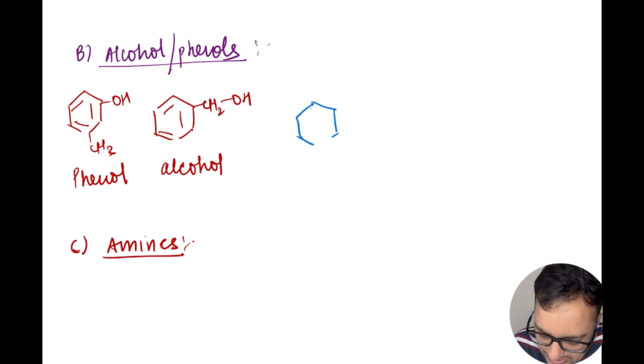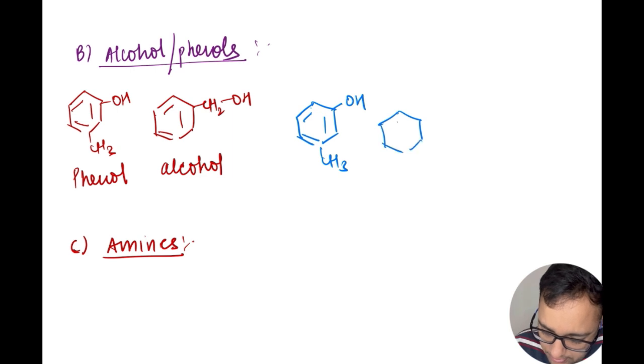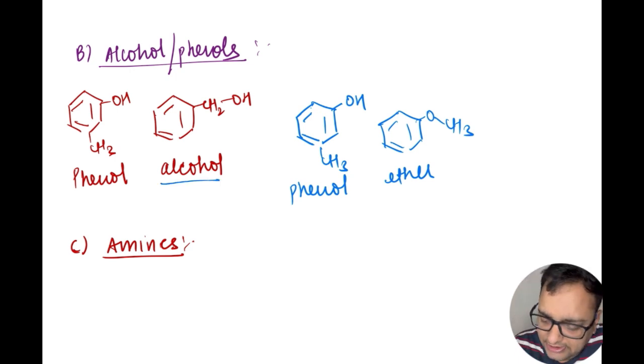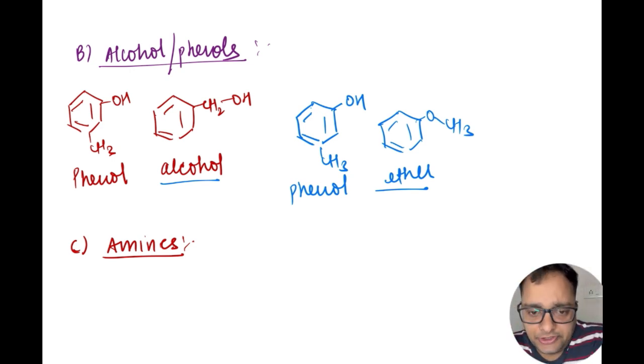If we take another example, we have phenol, and this is ether. Since alcohol and ether are both functional isomers, phenol and ether could also be functional group isomers. This is important.